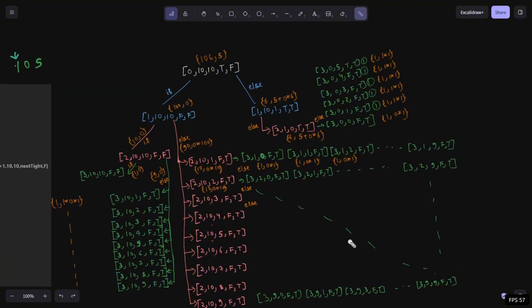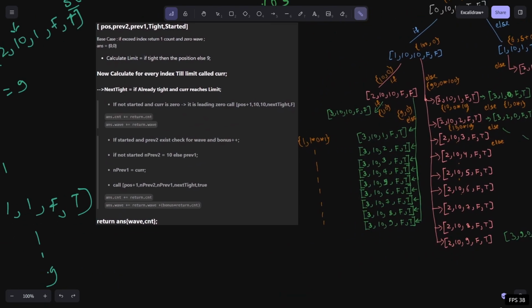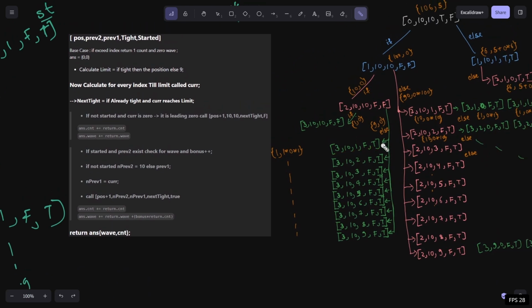And what is it all going to return? What is 3 10 1 ft going to return? We are at 3, we exceeded the limit, so it returns one count and zero wave. It returns one count and zero wave.